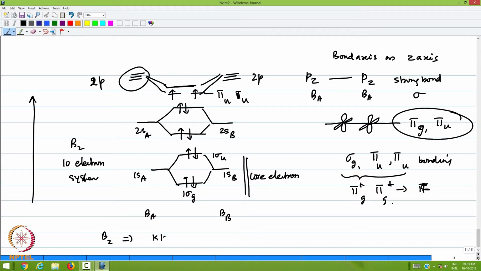So, the electron configuration for boron therefore is KK for the 1s core shell, and then you have 2 sigma g 2, 2 sigma u 2, that is 2 plus 2 is 4, plus 2 is 6, plus 2 is 8, and then you have 1 pi u 2, 10 electrons.